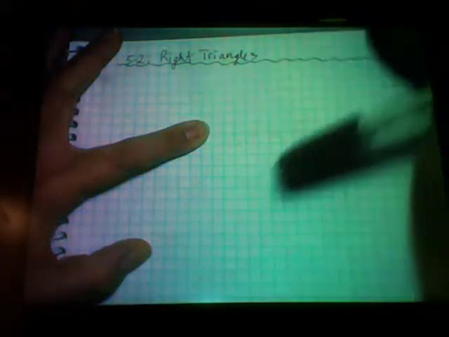So section 5-2 deals solely with right triangles. We have 4 theorems associated with right triangles. All of them in some way mirror the theorems and postulates from chapter 4.